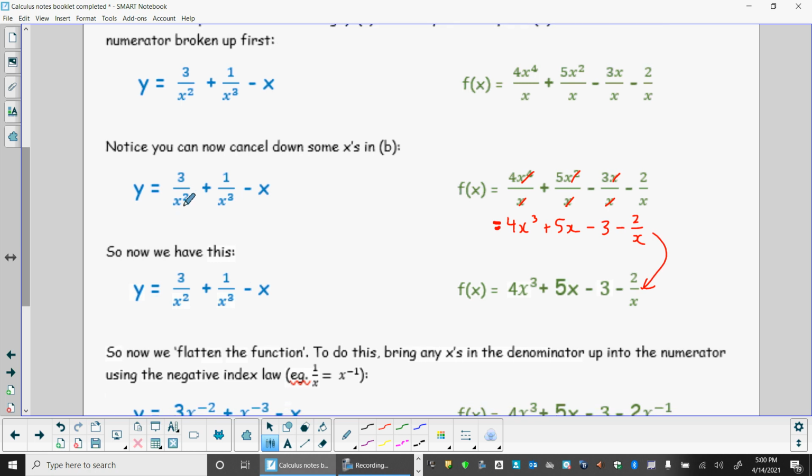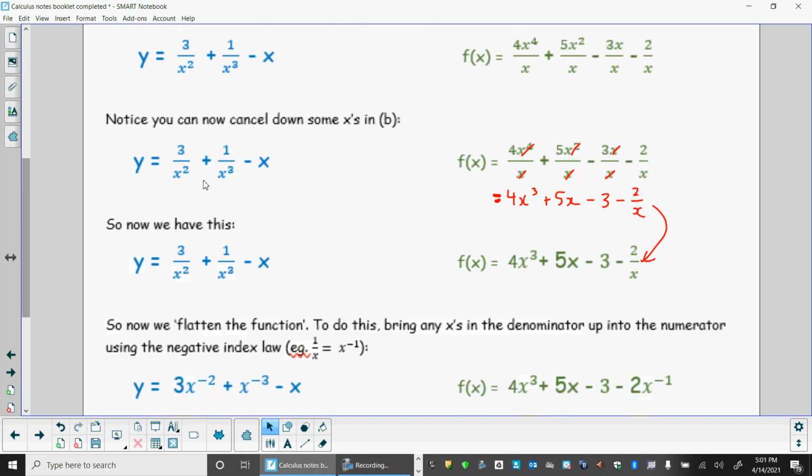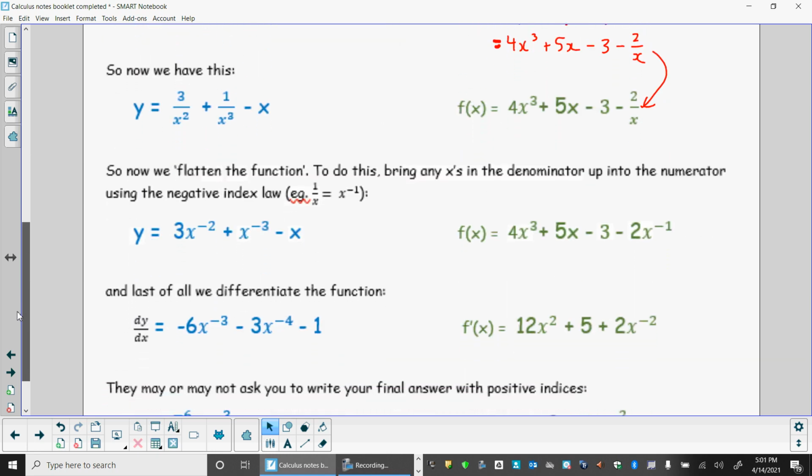So that one we didn't need to cancel down at all because there's nothing you can cancel down here. But here I could cancel down a bunch of x's to get a more simplified looking thing. So now for this blue one, I still have the same question that we had to begin with. Haven't done anything to this blue one yet.